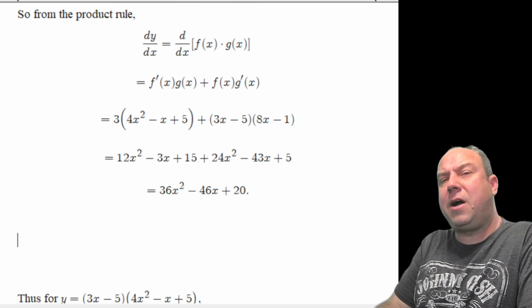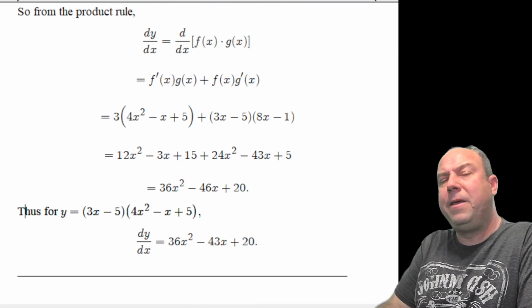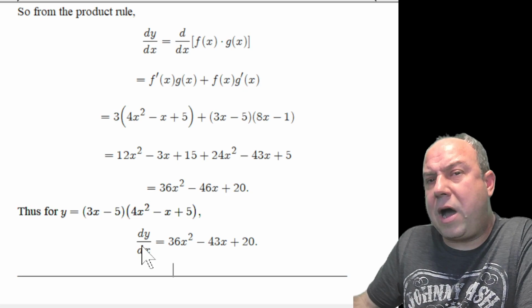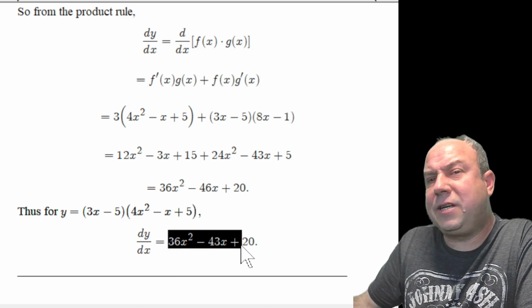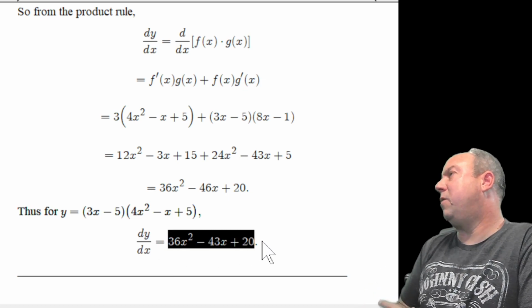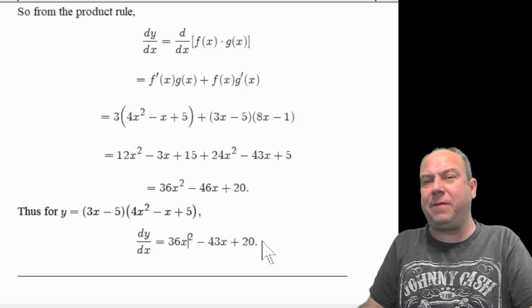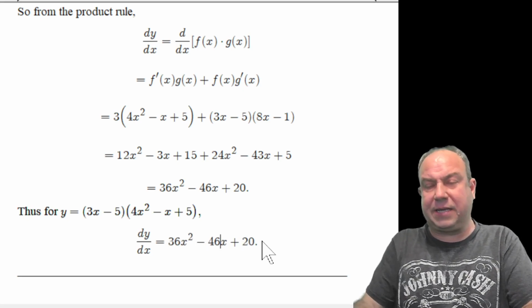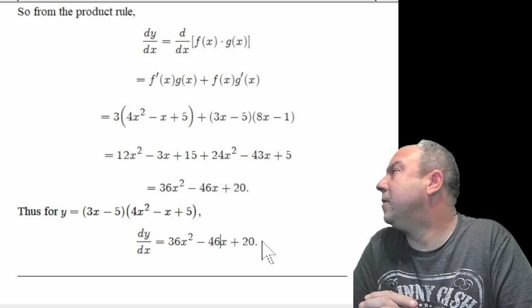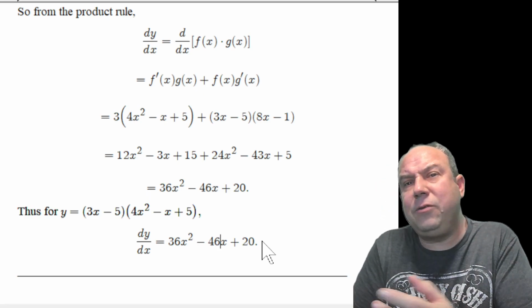And that is our derivative. Thus, for the product of these two quantities, the linear with this quadratic, the derivative of y with respect to x is 36x squared minus 43x plus 20. And again, we have to change that to 46. And we found that using product rule.